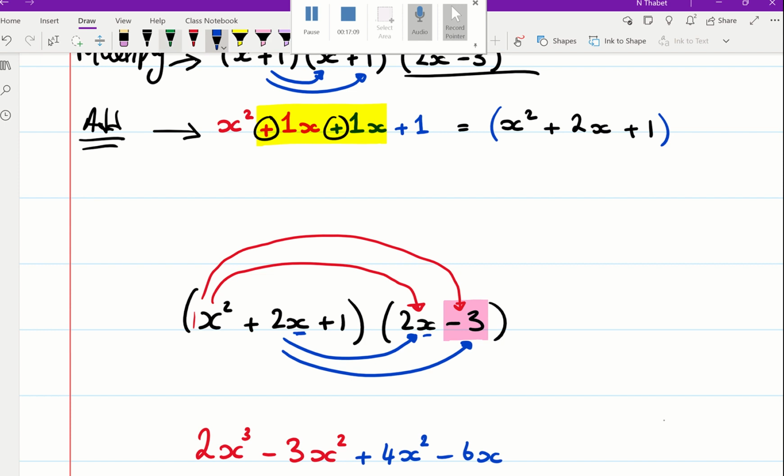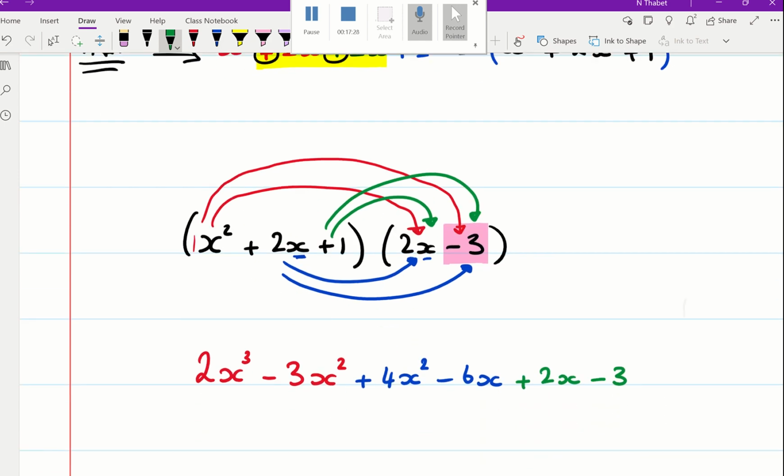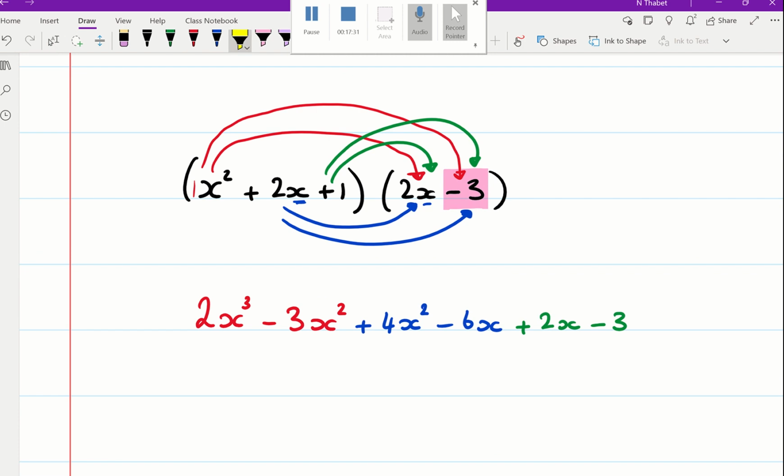And then the final multiplication is 1 times 2x and 1 times negative 3. 1 times 2x, it's a multiplication, it's not a plus, it's a positive 2x. 1 times negative 3 is negative 3. Use your calculator. And then we bring the like terms together. The x squareds are like terms and the x's are like terms. And the 2x cubed stays the same and the minus 3 stays the same.